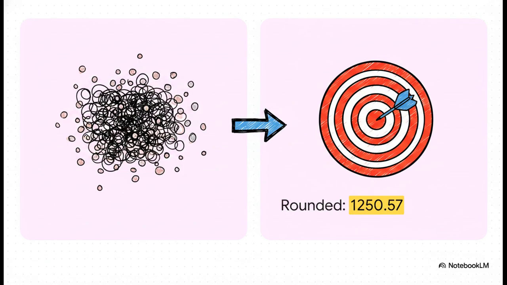Finally, let's talk about precision. Sometimes raw calculations spit out these incredibly long, messy strings of numbers, like 1250.567. By utilizing decimal formatting, you can neatly round those messy numbers off. Notice how we trimmed it down to just 2 decimal places, 1250.57? This is an absolutely essential skill when you're preparing clean financial reports.